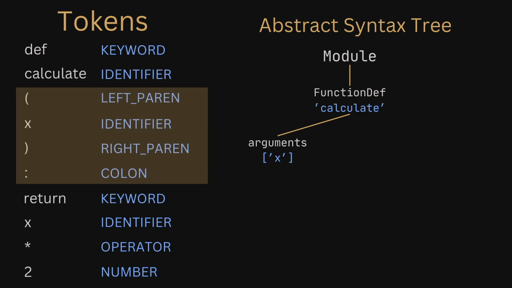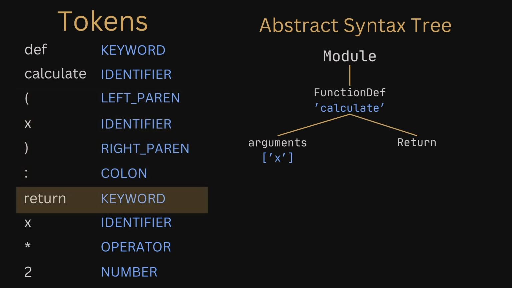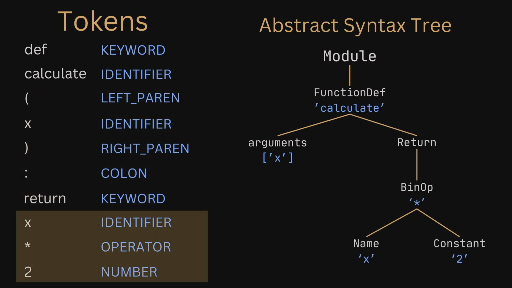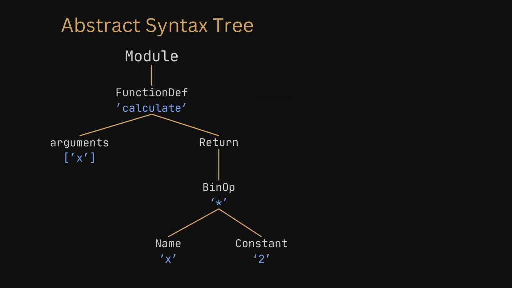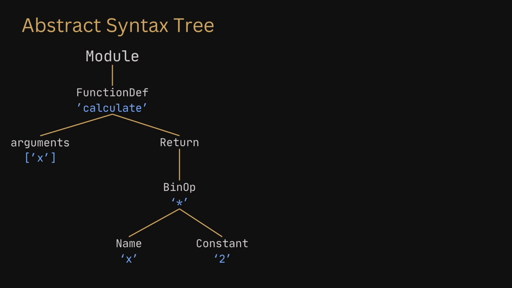Each Python construct, like functions, classes, and loops, become a different type of node in the tree. For example, function definitions become function def nodes, while mathematical operations become binop nodes. Each node can have children that represents the components within that construct, like a function's arguments and body, or an operation's left and right operands. The result is a tree that captures the complete structure of the program in a way that can be easily processed by the compiler.